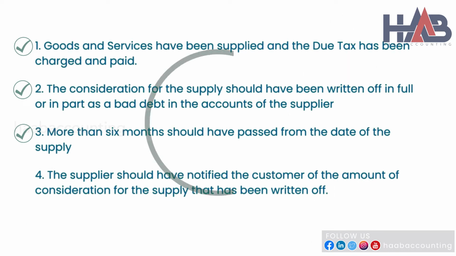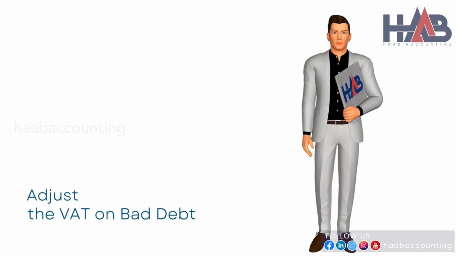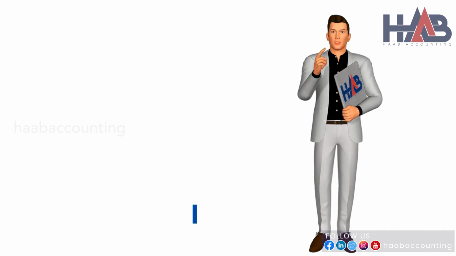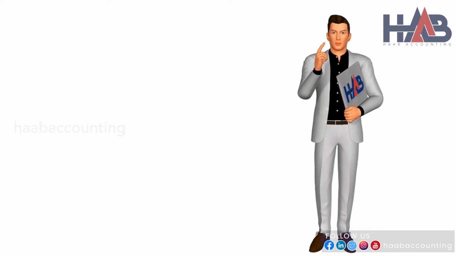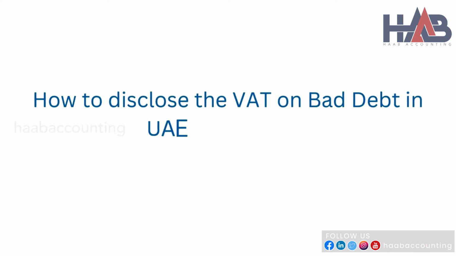Since the supplier Hob Trading meets all the conditions prescribed in Article 64 of the Decree Law Number 8, they are now eligible to claim the bad debt relief. Any adjustment on account of bad debt relief should be made in the adjustment column of Box 1 of the VAT return. How to disclose the VAT on bad debt in UAE VAT Return.